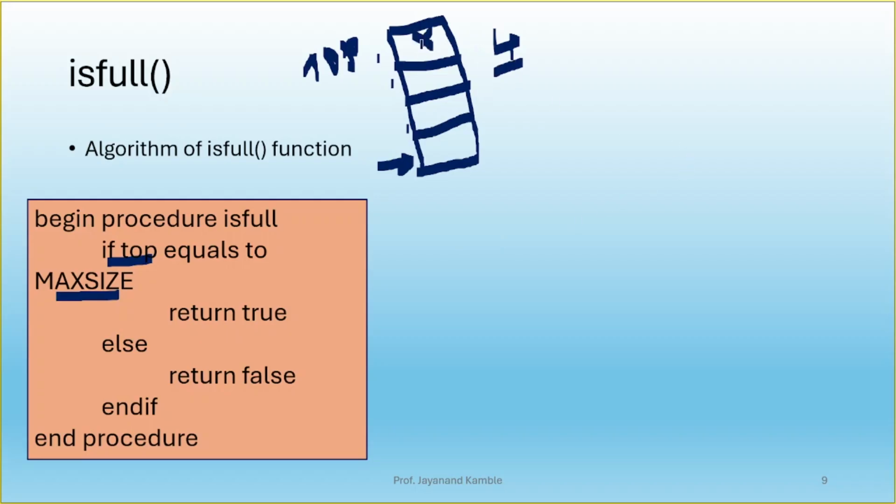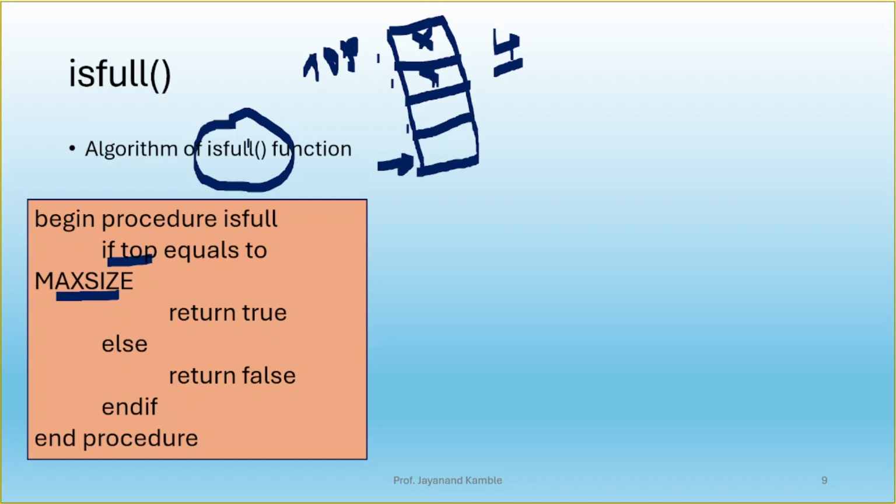All these slots in the stack are filled. They are not empty. That's why we will say that the is full condition is true. That means my stack is full. I cannot insert a new element into the stack. So everyone understood what to check to see whether the stack is full or not?